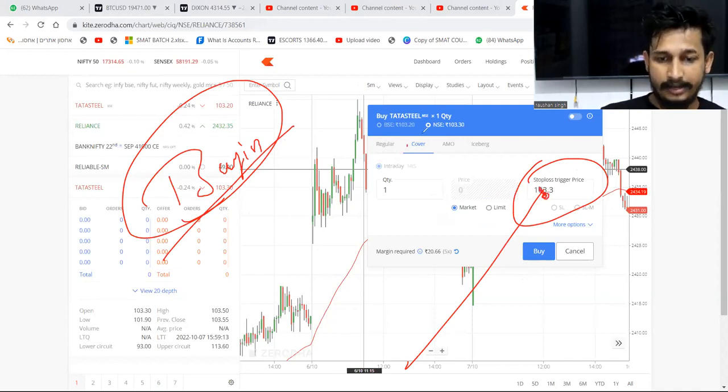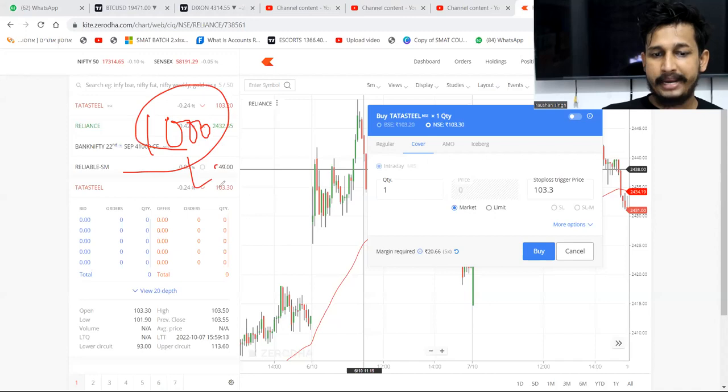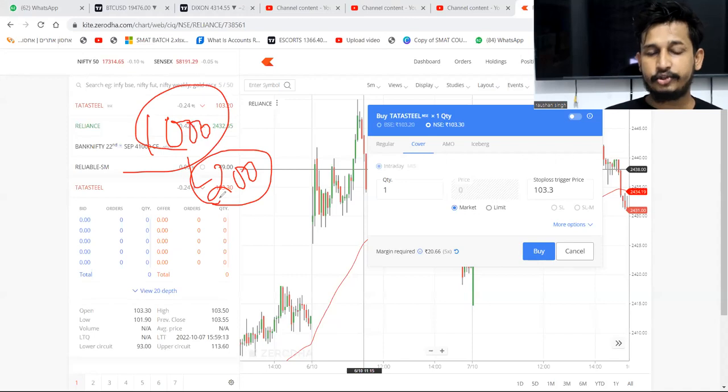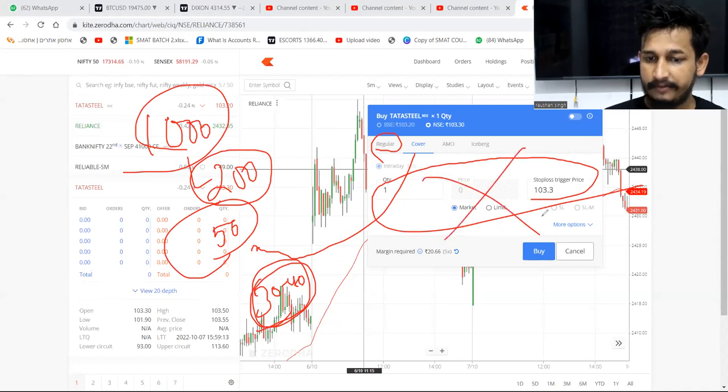Earlier we used to do this cover order. Why? Because in intraday, for let's say 1000 stocks, right now I'm paying 200, but earlier we used to pay only somewhere around 50 rupees in a regular order. When we used cover order, we used to pay around 30 to 40 rupees. For that reason, we used cover order. But right now it is of no use.